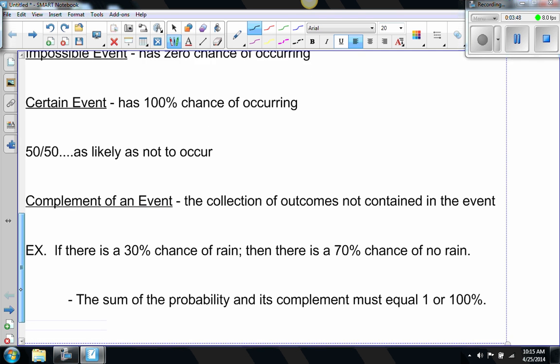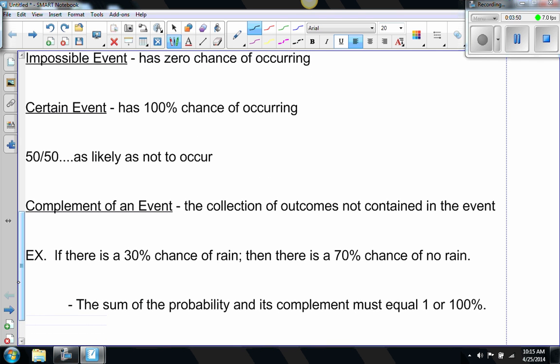When you have complements, when you add them up together, they have to equal 100%. If you're using percentages, or if you're using decimals, they have to add up to 1. Or if you're using fractions, they have to add up to 1. So if I say there's a 40% chance of getting an A on a test, then there's a 60% chance of not getting an A. Those two things would be complements.